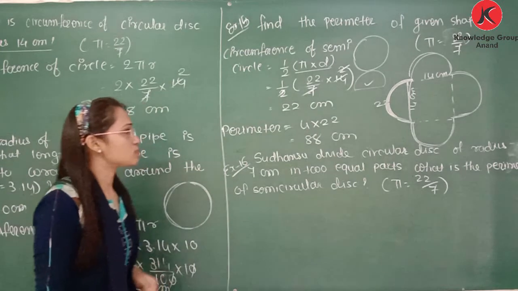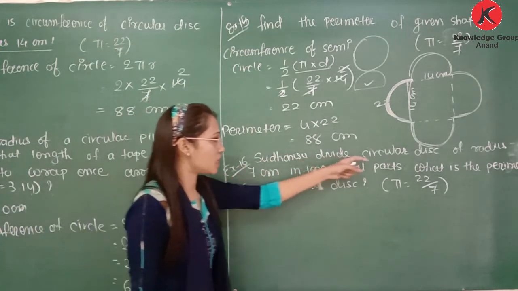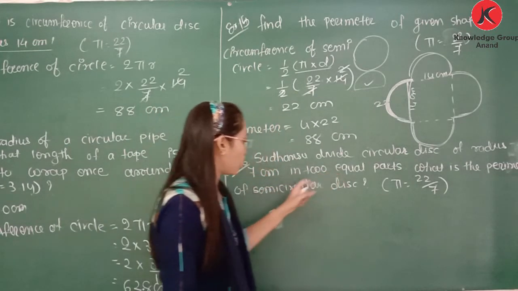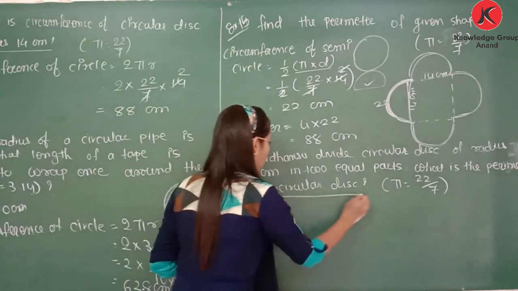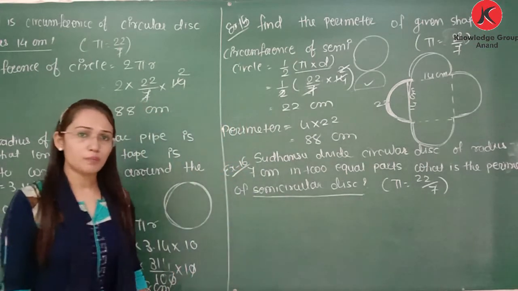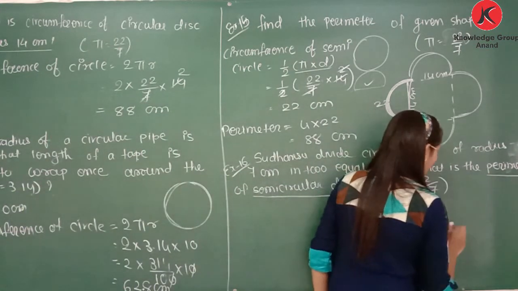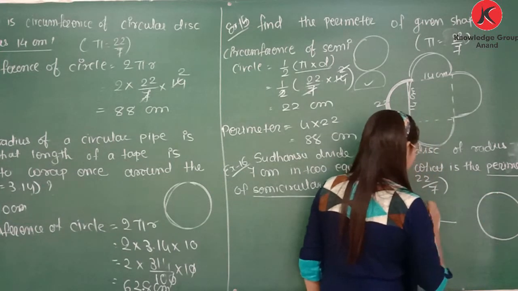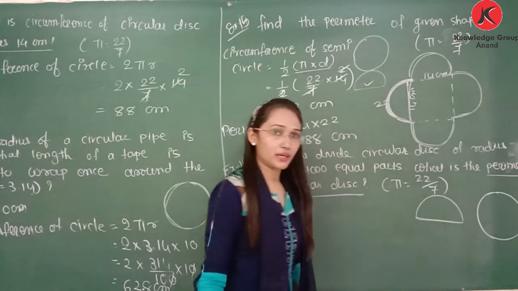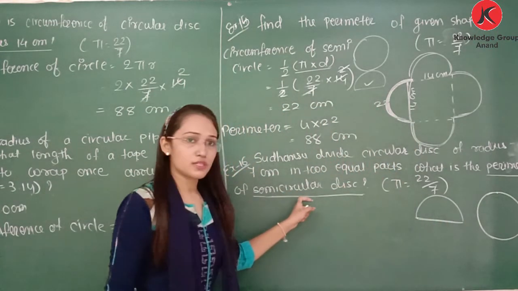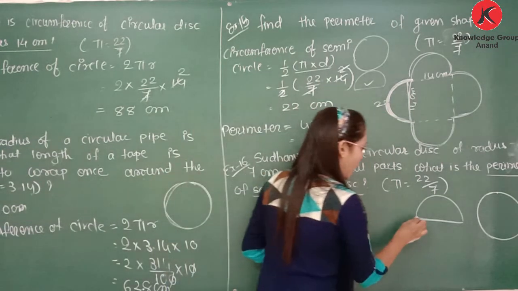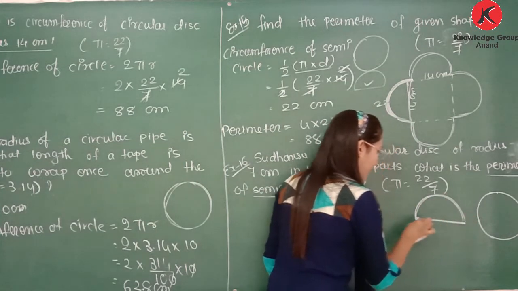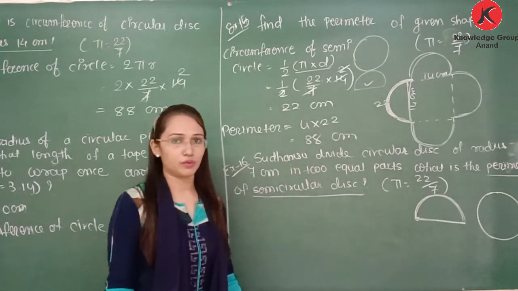Clear? Now next one. Sudhanshu divides a circular disc of radius 7 cm into 2 equal parts. What is the perimeter of the semicircular disc? Again, what is the perimeter? That is the outer boundary. So if we have this circular disc and we divide it into 2 parts, so this will be 1 part. So what is the perimeter of the semicircular disc? Perimeter is outer boundary. So from this point we need to move this side and come back to that point. So that will give the perimeter.